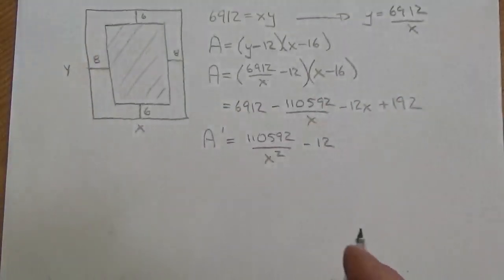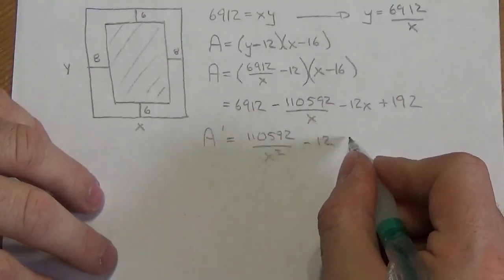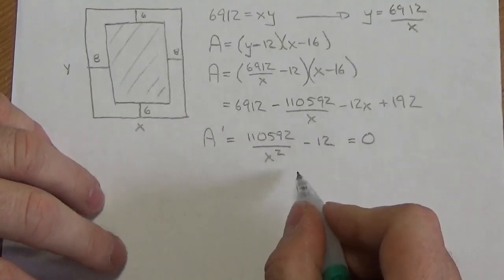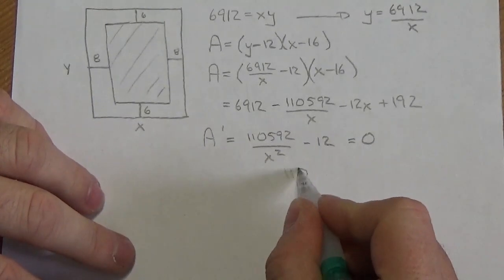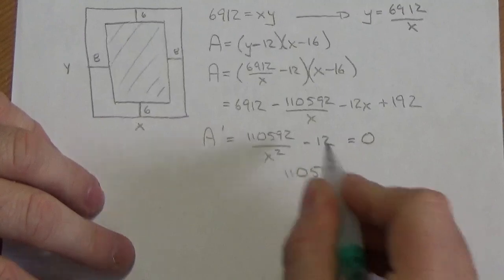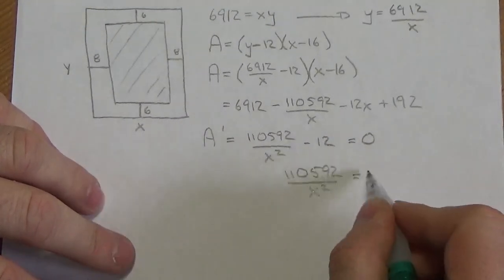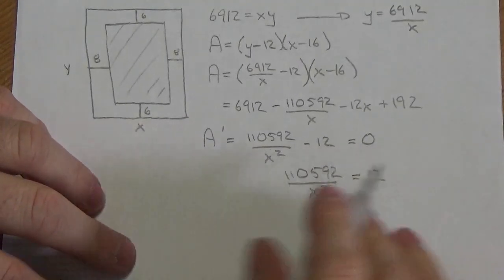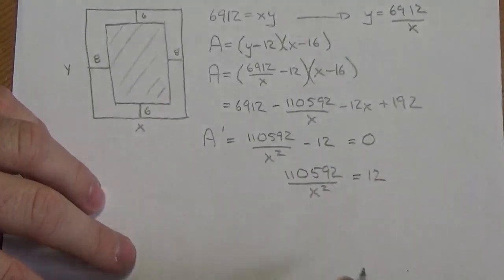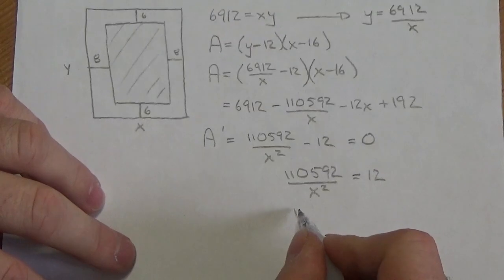Good. Now I've got the derivative with respect to X. I'm going to set that equal to 0. Start my solving process here. There are two terms. I'm going to get rid of the term that doesn't have the X in it. I'm going to move the 12 over. Now I'm going to get rid of the rational expression here too. I'm going to multiply through by X squared.